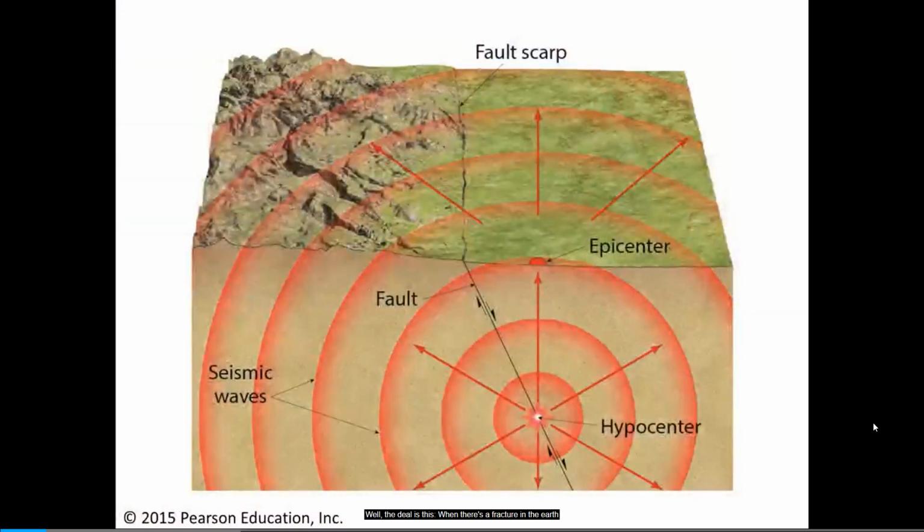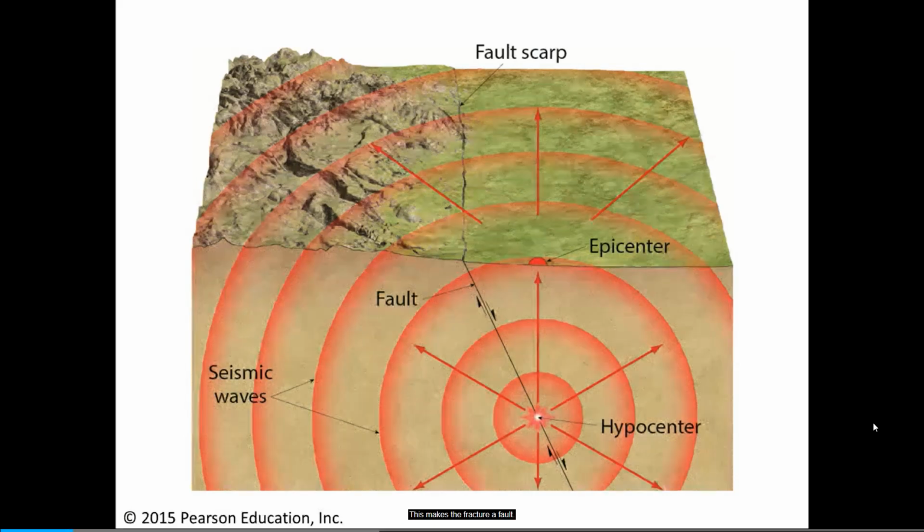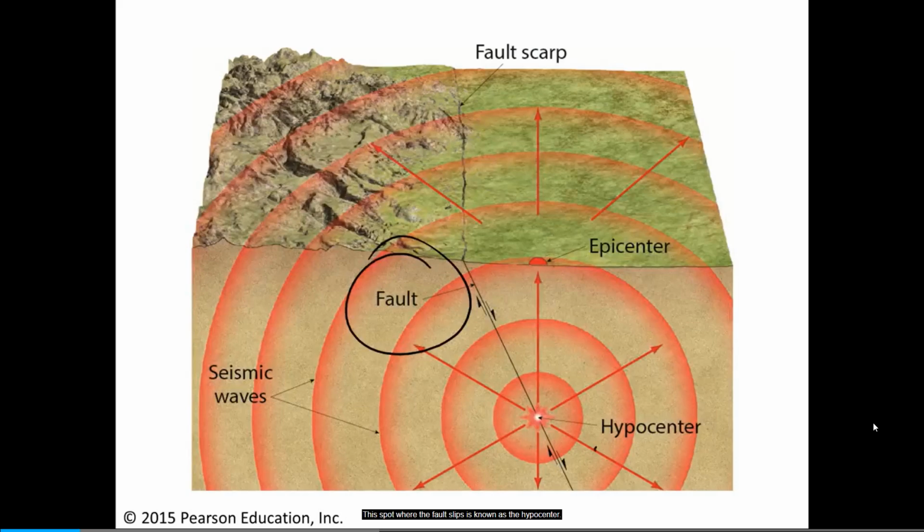Well, the deal is this: when there's a fracture in the earth and stresses build up along that fracture, and those stresses are greater than the friction that's holding the fracture in place, then the blocks of rock on either side of the fracture slip relative to one another. This makes the fracture a fault.